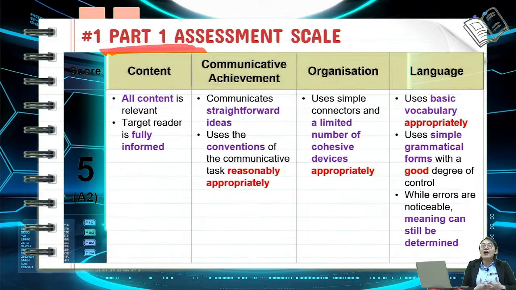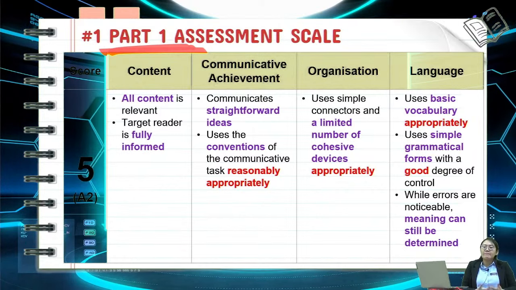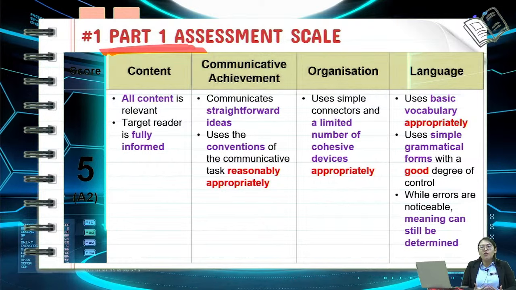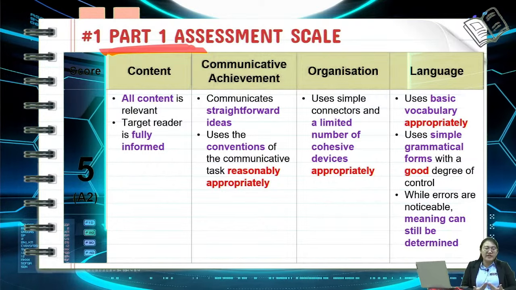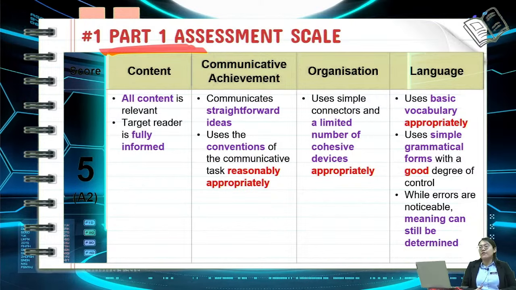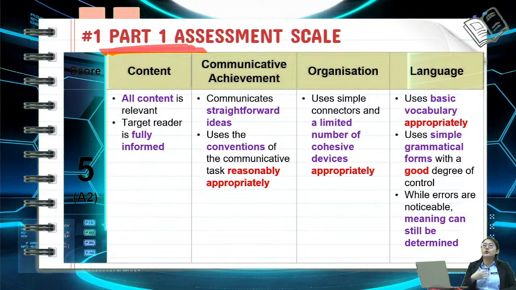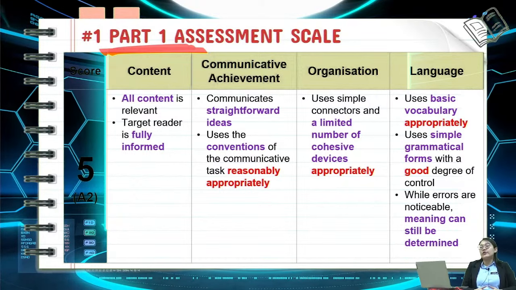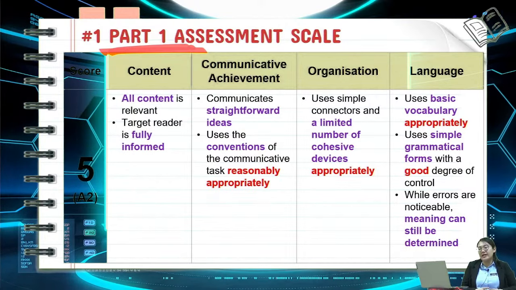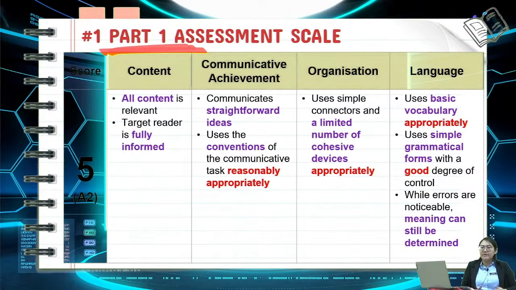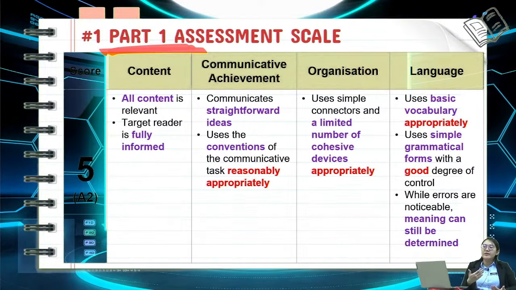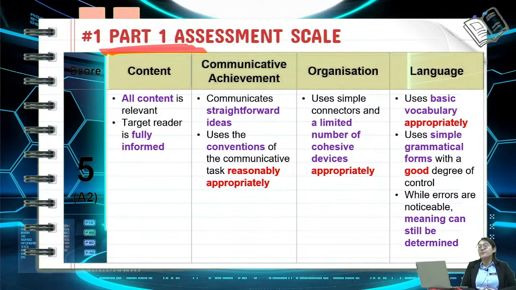Okay, so how do we get a band 5 in part 1 writing, which achieve an A2 level? First, for content, we need to make sure that all the contents are relevant and the target reader is fully informed. As for communicative achievement, the keyword there is straightforward ideas, and you need to use the convention of the communicative task reasonably appropriately. So the convention here is email. So email, usually we write it to our friends, so it will be like in a friendly tone.